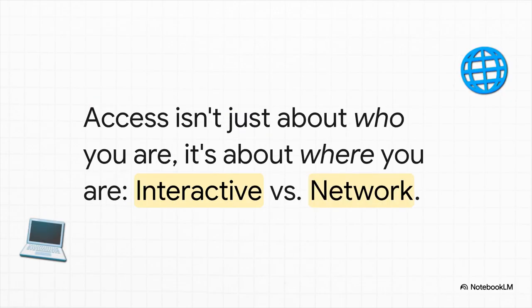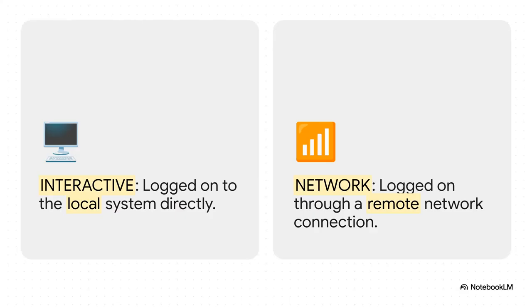But hey, access isn't just about who you are, it's also about where you're coming from. And this brings us to another great comparison, the interactive group versus the network group. This is such a simple but brilliant security feature. Look, if you are physically sitting at a computer, keyboard in hand, and you log in, you are part of the interactive group. But if you're on your laptop across the building and you access that same computer's files over the network, you're now in the network group. This lets the system set up different rules based on whether you're there in person or connecting remotely.